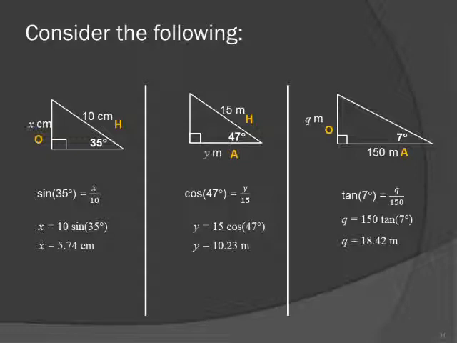In the first one, we get 5.74 centimeters. In the second one, we get 10.3 meters. And in the last one, we get 18.42 meters. And you can see how when we're using sine, cos and tan, the process is identical. Unknown on top, multiplied by the number underneath, using the ratio that's relevant.